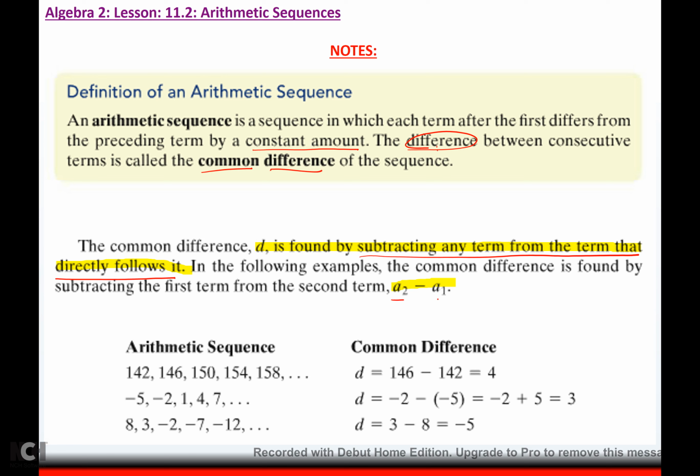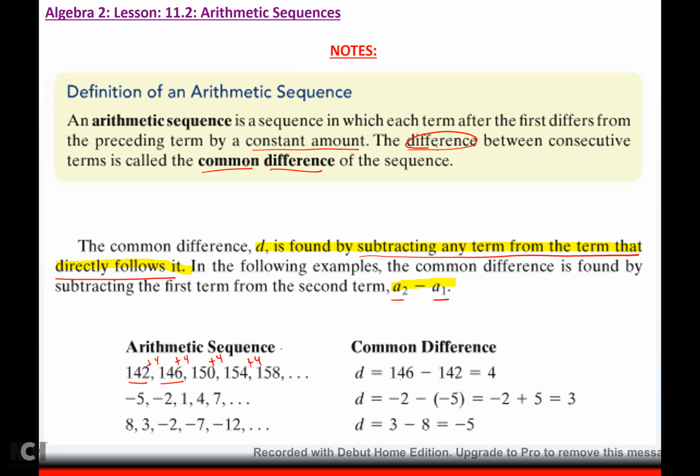In other words, a sub 2 minus a sub 1. So here, there's my a sub 2. 146 minus 142 is 4. This is changing by 4 every time. They're adding 4 to get the next one. Add 4 gets the next one. Add 4 gets the next one. So the common difference is adding 4. Okay, we'll get to geometric sequences, which follow a multiplication or division pattern.